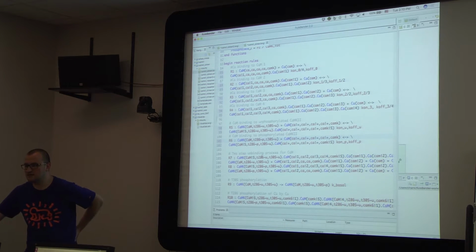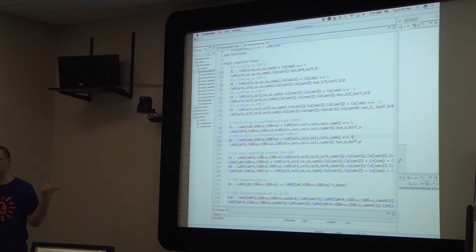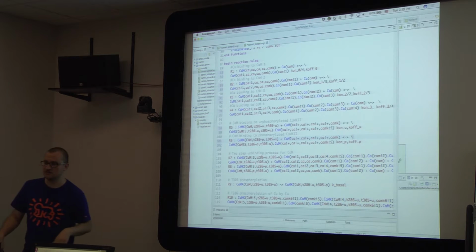Are you doing a mathematical reaction to have calcium rebinding again? Yes, but it's not defined in this context. It's defined in a different rule.